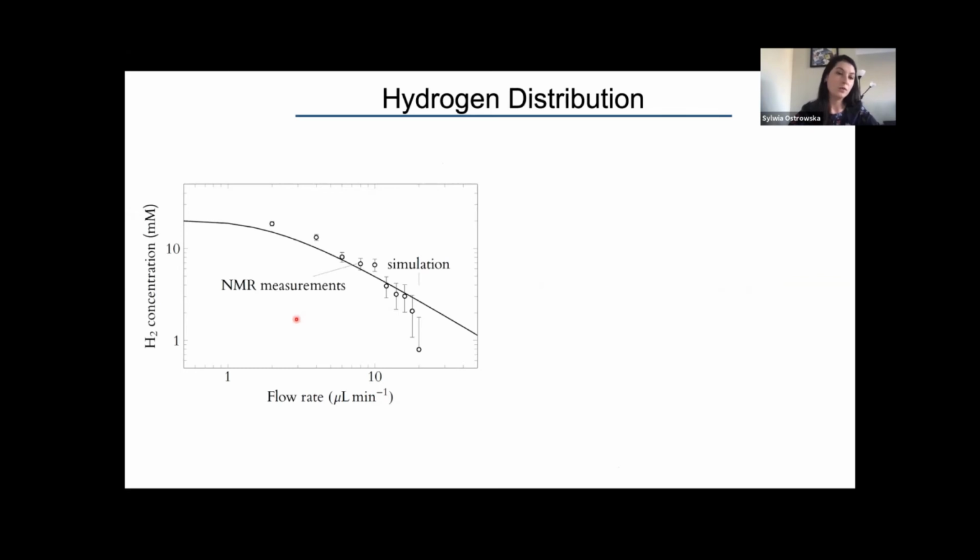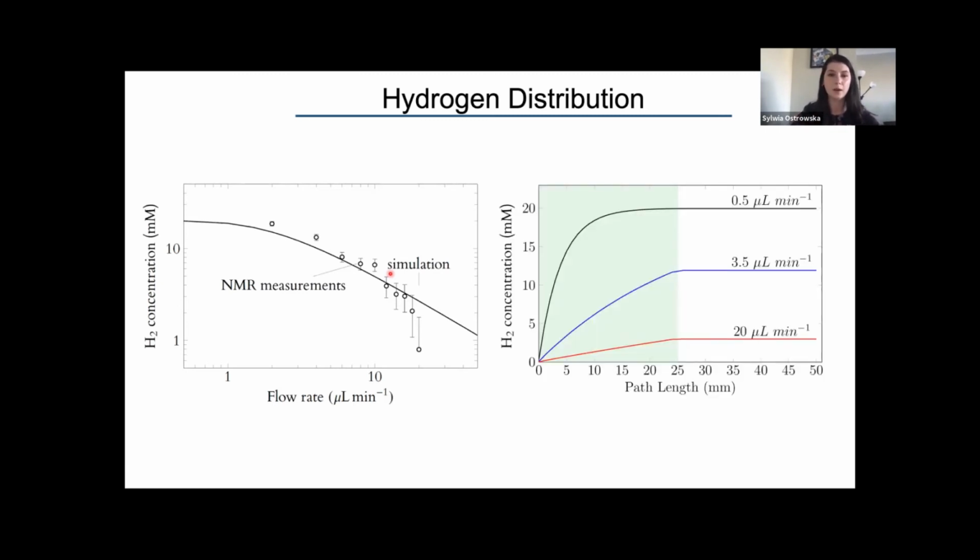And so on this graph, what I'm showing is the hydrogen concentration only in the sample chamber as a function of flow rate. And the open circles correspond to the NMR measurements, and our solid line corresponds to our simulation. So as you can see, at low flow rates, our simulation predicts the concentration of hydrogen quite well. But once we get to higher flow rates, the simulation doesn't reflect it well anymore. You can see that the experimental data just drop off much more rapidly, whereas the simulation is steep and still smooth.